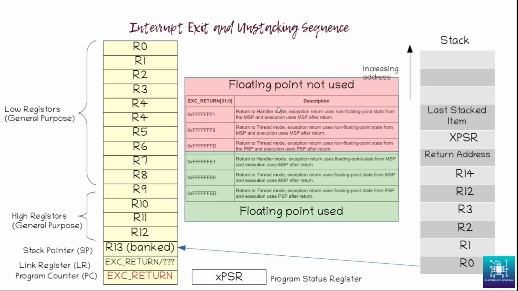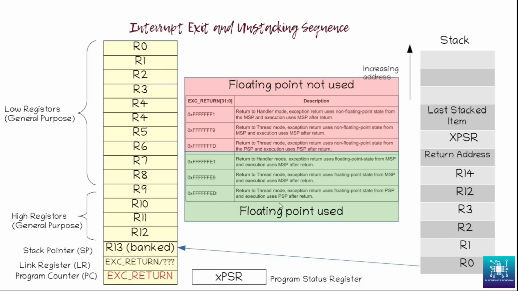So I repeat, what mode to return to and which stack pointer to use, either with floating point enabled or floating point not enabled. So with floating point enabled, the unstacking sequence is different from floating point not enabled. The number of registers are different. The number of registers are more in the case of floating point being enabled.